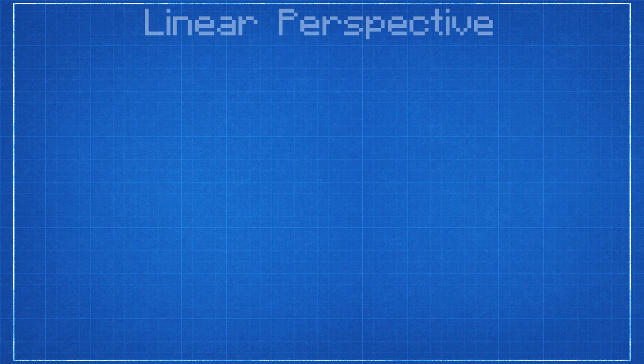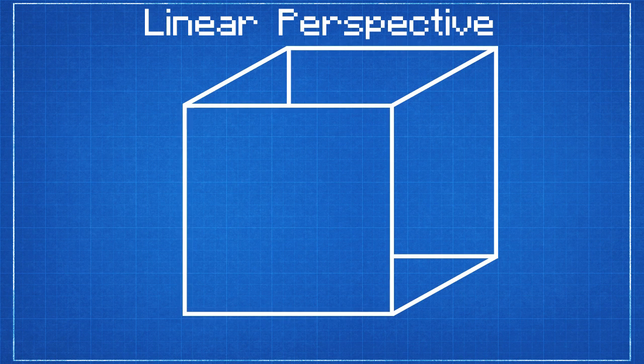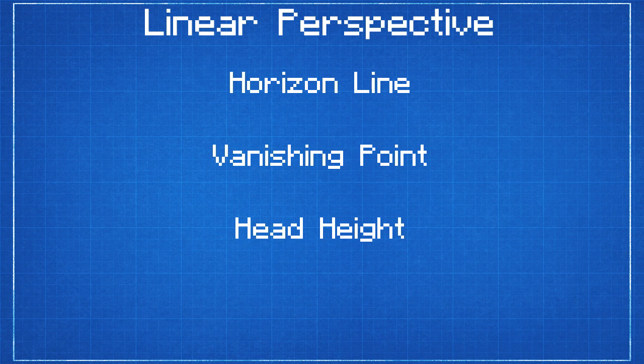We're now going to learn about the main way Minecraft creates three dimensions on a flat surface using something called linear perspective. Everyone can draw a simple cube on a piece of paper, but this doesn't look like the realistic cube that we see in Minecraft. You'll notice that all of the lines on one face of the cube are parallel to its opposite side. We don't often see this effect in game. Instead, Minecraft uses what's called linear perspective to render its environment. Linear perspective has three main components: the horizon line, vanishing points, and your head height, which will adjust the horizon line's value on the y-axis.